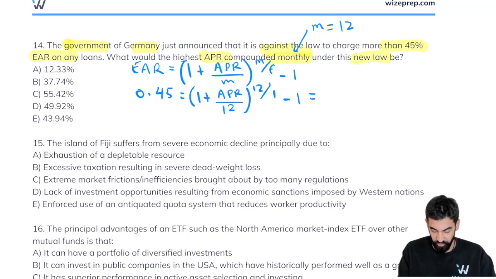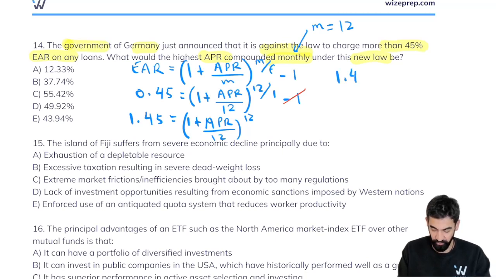So the first thing I can do is take the negative 1 to the other side. So here it's going to become 1.45. If you do 0.45 plus 1, it's 1.45 equals 1 plus APR over 12 to the power of 12 over 1, which is just 12. Then what can I do? Take the 12 to the other side. So you're going to do 1.45 to the power of 1 over 12.